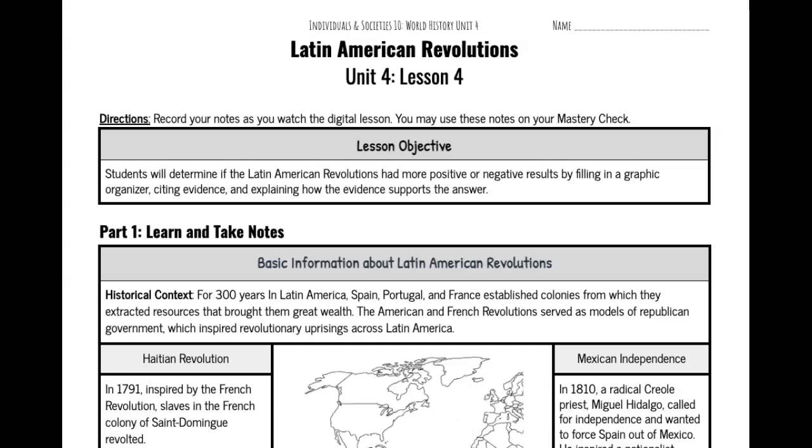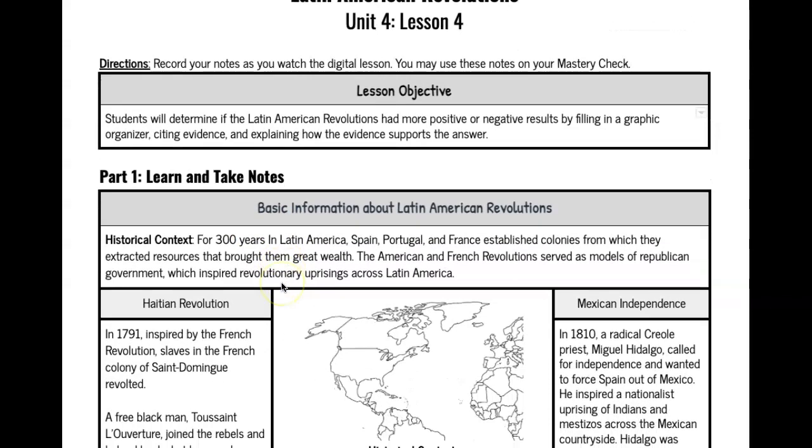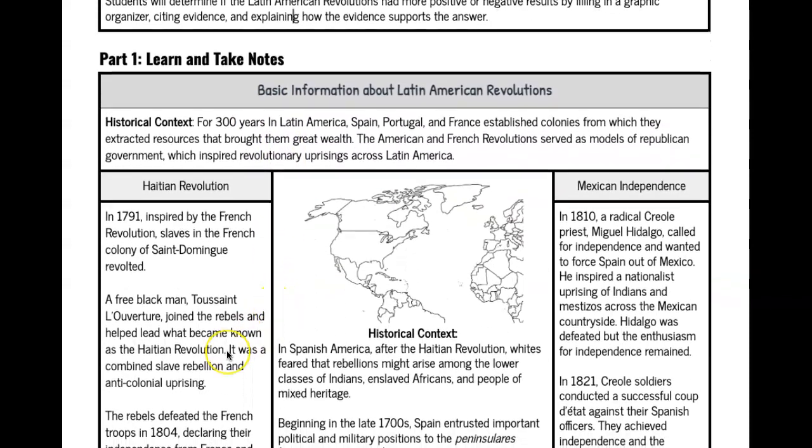In this video, we're going to go over lesson 4 of our Revolutions unit, all about Latin American revolutions. Your paper should look like this. Our objective is that we will determine if Latin American revolutions had more positive or negative results by filling in our graphic organizer, citing evidence, and explaining how our evidence supports our answer. In this video, we're going to focus on part 1, learning and taking notes.